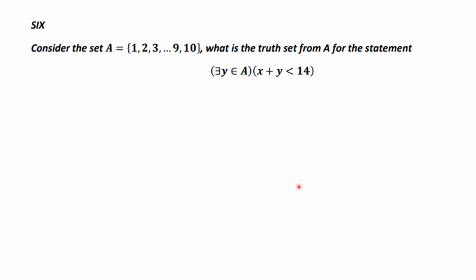Number 6, so we have the set, and what is the truth set from A? So we're taking x, an element of A, so that there exists a y in A such that x plus y is less than 14. Well, for any of these that we have up here, there is a y that it will add to 14, so it's true for every element in A, so the truth set is A itself. You could have listed all these possibilities.